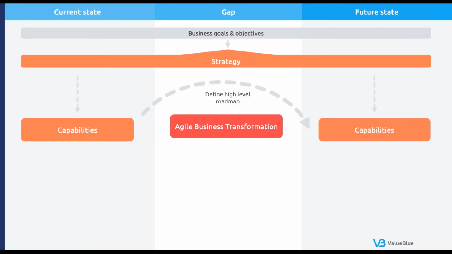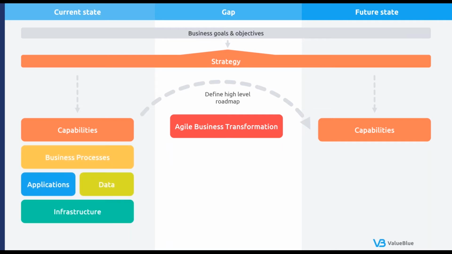What agile business transformation tries to do is to enhance or extend your capability set. It does so by creating a high-level roadmap of where you want to end up. So there's going to be a future state and a current state. To support those capabilities, we have several layers of the architecture, like business processes, applications, data, and infrastructure, which all support the capabilities of your organization. And Blue Dolphin has some use cases to fill in those different layers of architecture.